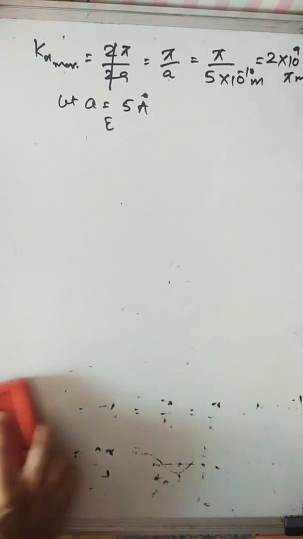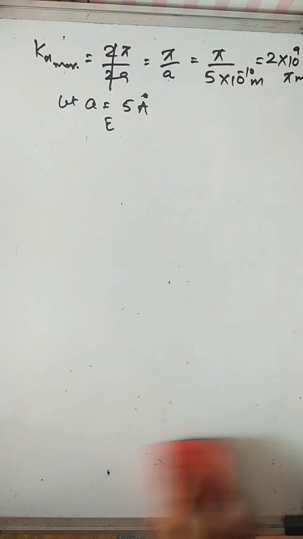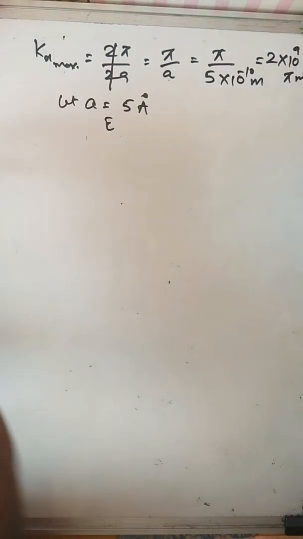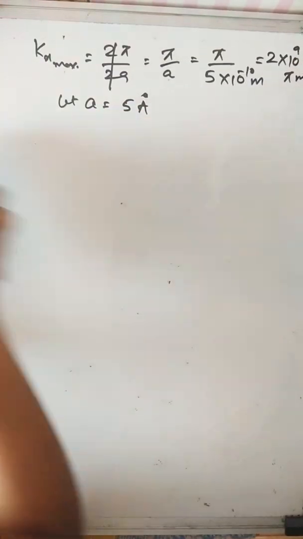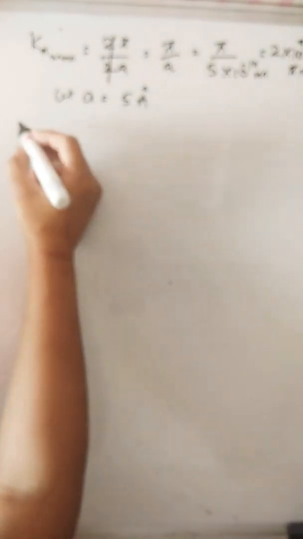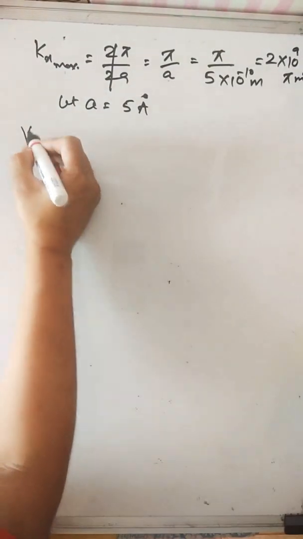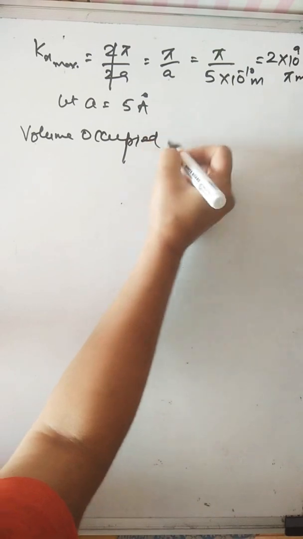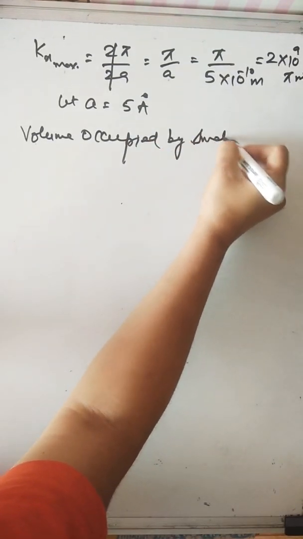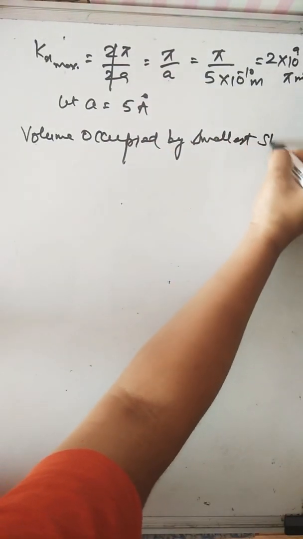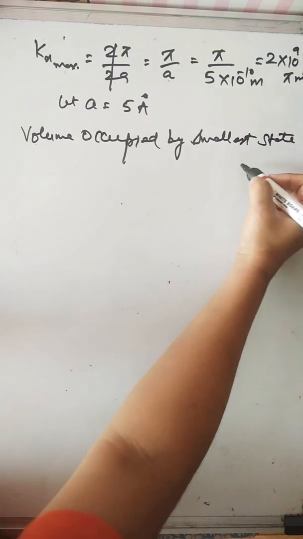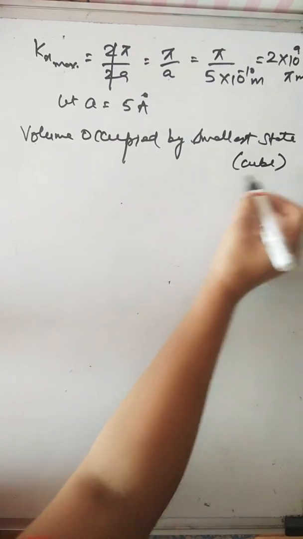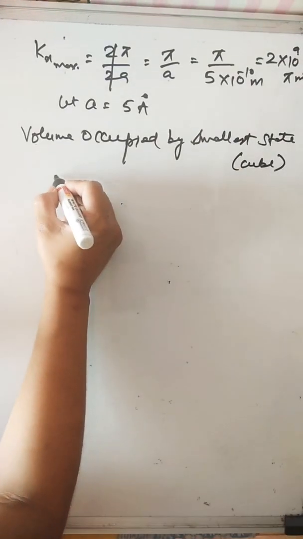Now the next thing we are going to understand is the calculation of the density of states. These things were important to understand what we are going to find out further. So for the density of states in 3D, first we are going to find out the volume occupied by the smallest state. Smallest state means we are talking about a smallest cube, because we are talking about a three-dimensional structure. So what will be the volume occupied?